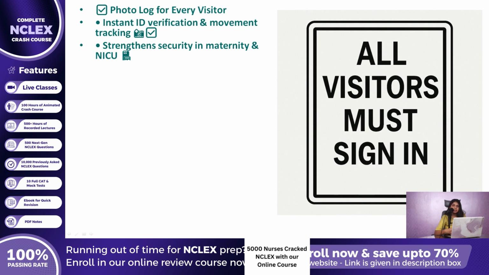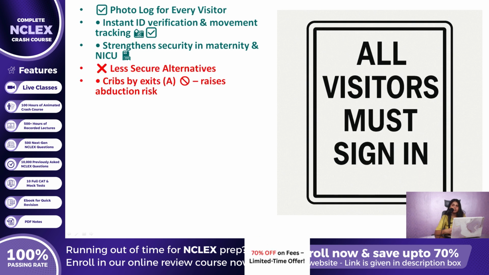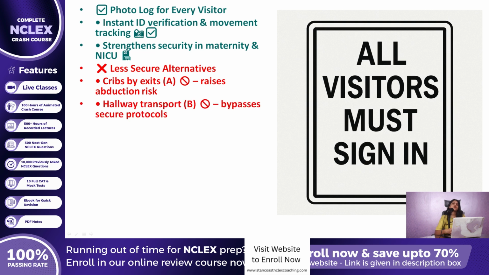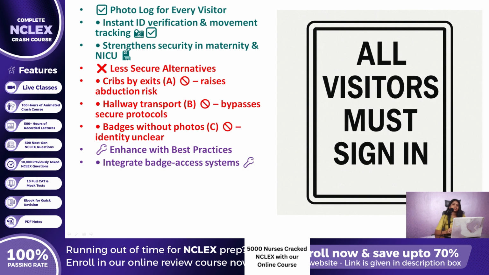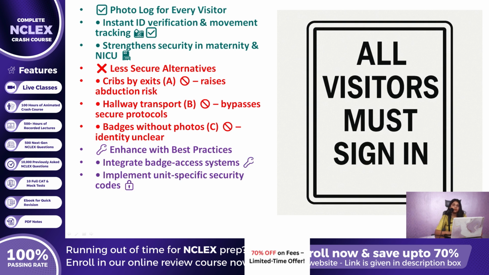Placing cribs near exits, option A, actually increases risk. Carrying infants in hallways, option B, circumvents secure transport protocols. And badges without photos, option C, cannot confirm identity at a glance. Best practice combines visitor photography with badge access systems, unit-specific security codes, and periodic lockdown drills.